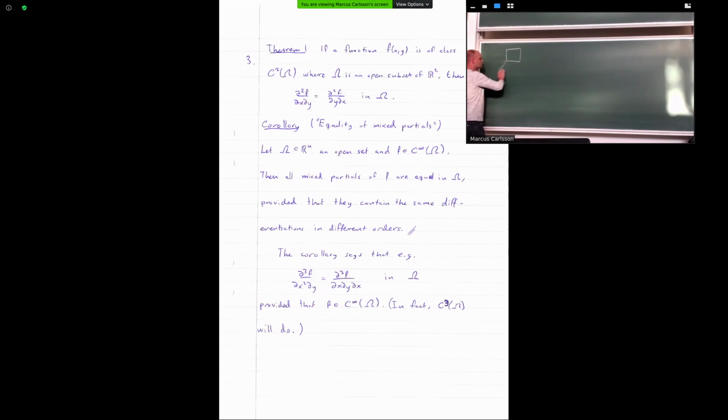So this is basically what's behind this result. If this point here is a, comma b, here's some coordinate system x and y. Here we have a plus h, comma b. And here you have a, comma b plus k. And in this corner, a plus h, b plus k.